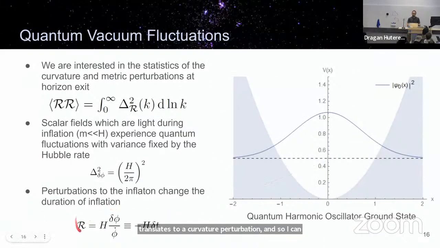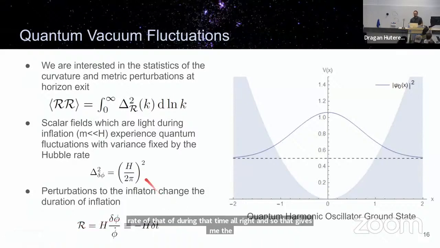So the curvature perturbation is just given by the Hubble rate, that is, how fast the universe is expanding during inflation, divided by the rate at which the ball rolls down the hill, phi dot, times the amount by which I deviated from the uniform background, which is equivalent to saying I've just changed the amount of time that inflation lasted, and then multiplied by the Hubble rate during that time. All right, and so that gives me the curvature perturbation.